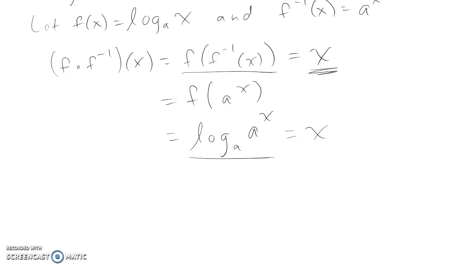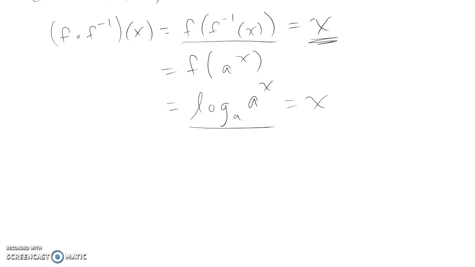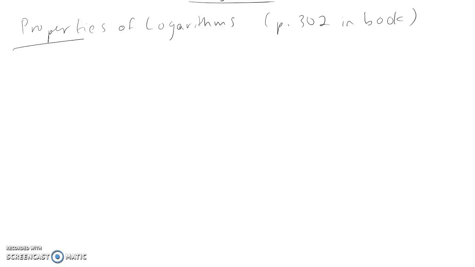Well, this is one property of logarithms, and we're going to look at a lot more. These properties of logarithms are on page 302 of your book, and you'll need to memorize them. We're going to do a lot of work with them, so they'll be pretty simple to memorize just because you're going to use them. But you do have to memorize them.